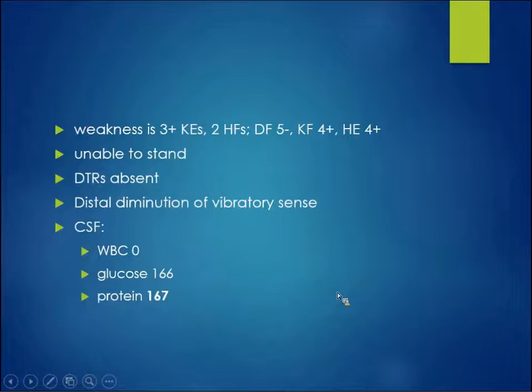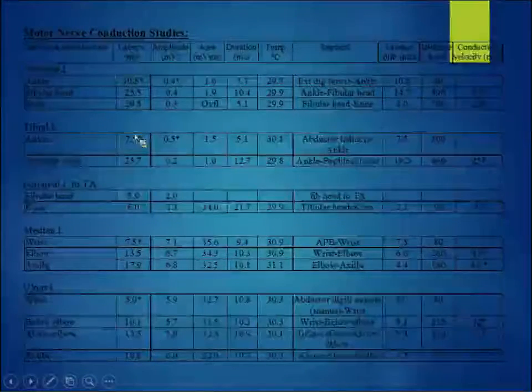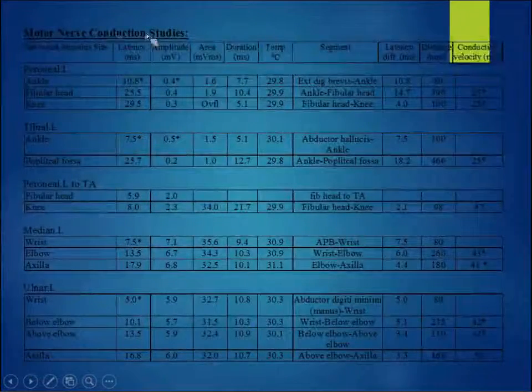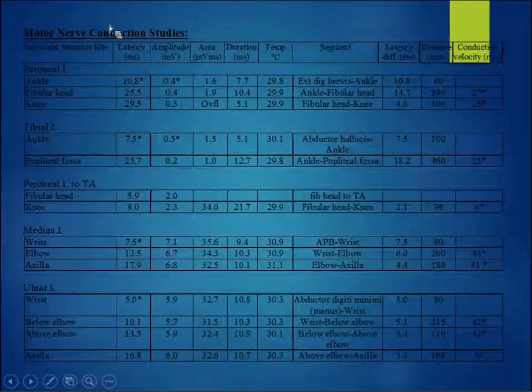nerve conduction testing, which led to CSF evaluation. As I mentioned, he didn't have any reflexes, and his vibration sense was diminished. But he had no white cells, normal glucose, and he had a protein of 167, so greater than 45 is abnormal. These are his nerve conduction studies. So basically, we have tables divided into motor and sensory conduction.